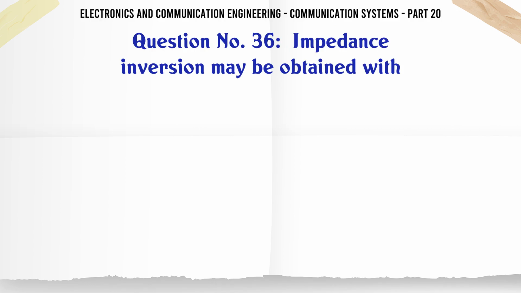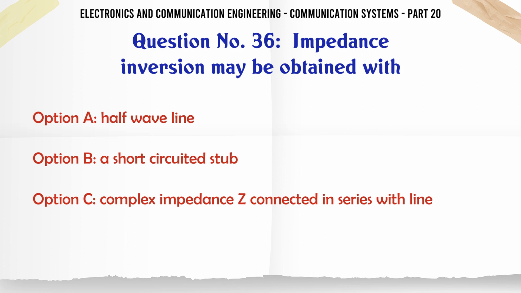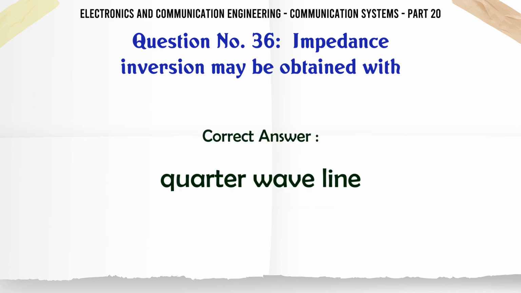Impedance inversion may be obtained with A. half-wave line, B. a short-circuited stub, C. complex impedance Z connected in series with line, D. quarter-wave line. The correct answer is quarter-wave line.